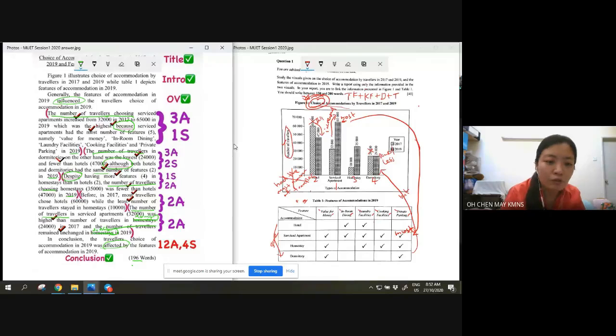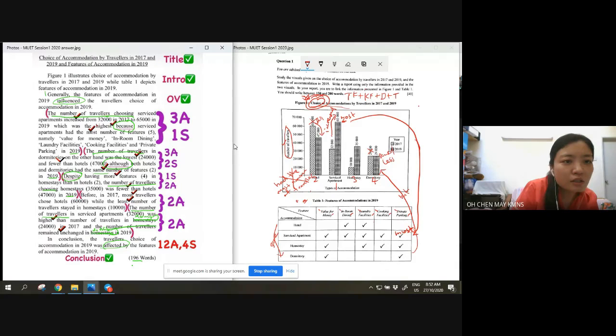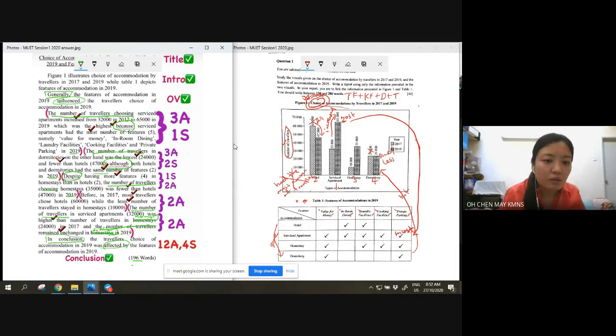Use a different word. I give you all 4 words by the features of accommodation. The difference here is just here. Here you use generally. Here you use conclusion. Just change this, then you reverse it. That's all. That's a conclusion. Then 196 words. Okay, are you all clear so far on how to do this question?